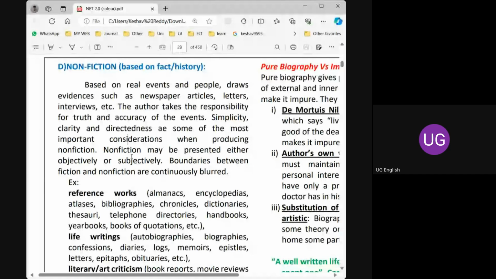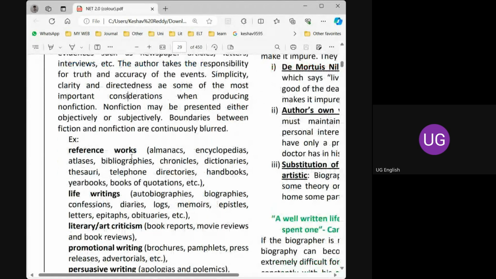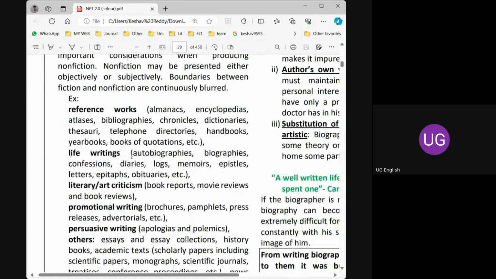So, this non-fiction has several types of writings, especially reference books like encyclopedia, biographies, chronicles, dictionaries, thesaurus, and all these handbooks, yearbooks. All these are also called reference books. Almanac is a timetable of university or whatever it is. So all these can be called reference works. These are all non-fictional works.